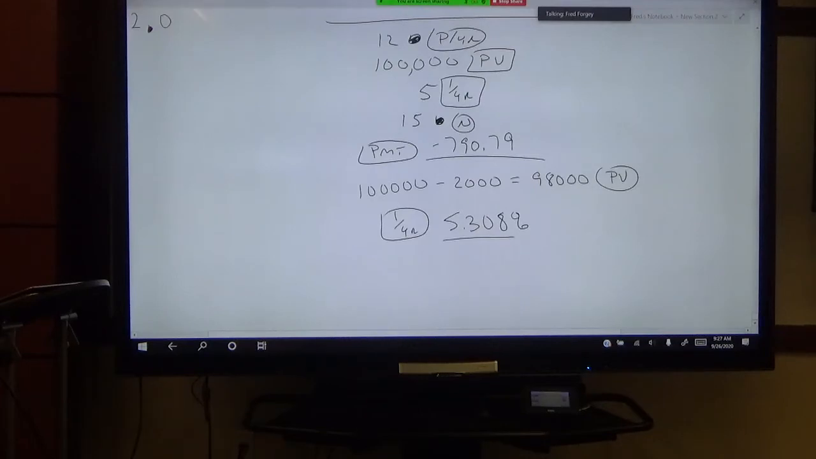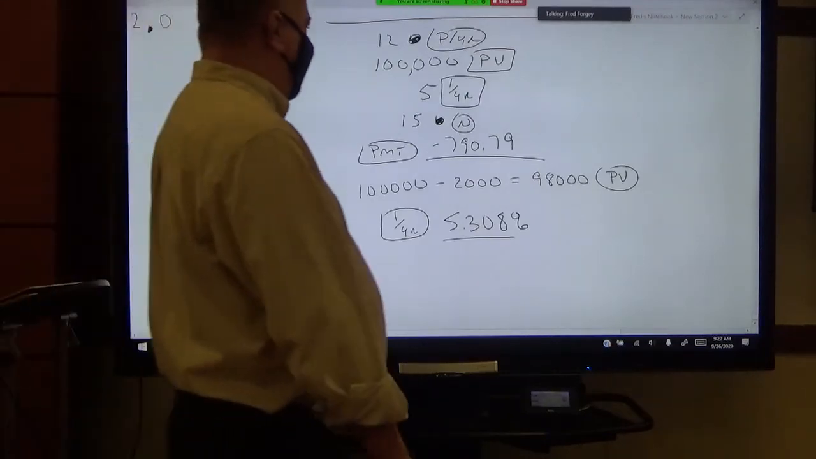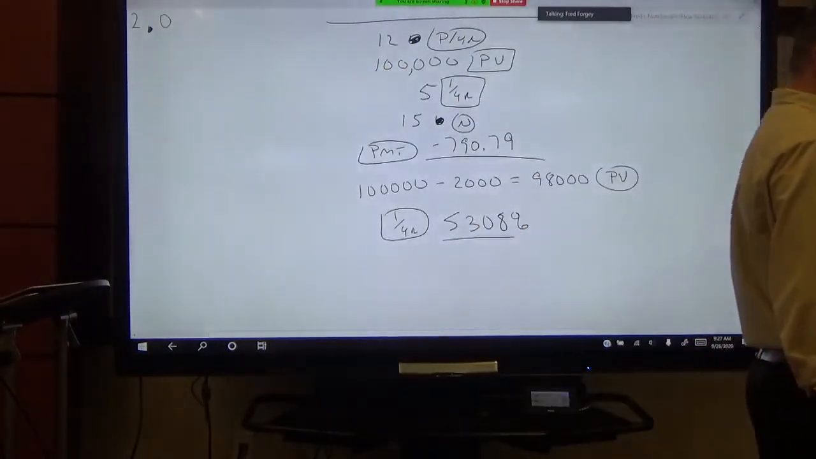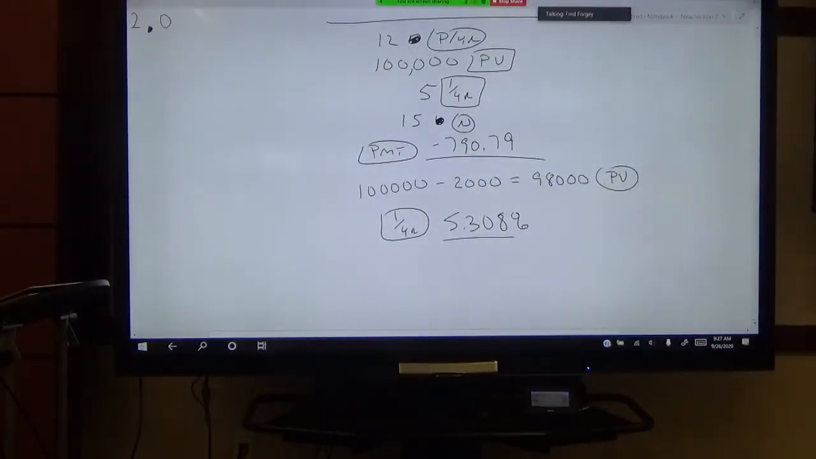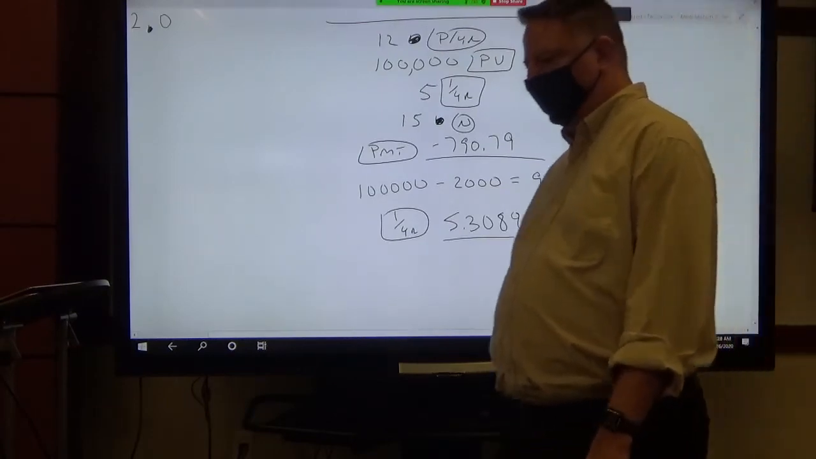Assume that you want a 5.5% yield. How much in loan origination fees would you have to charge? Okay, figure it out. You should be able to do the logic on this pretty easily. You put 5.5 interest rate and then you push present value.